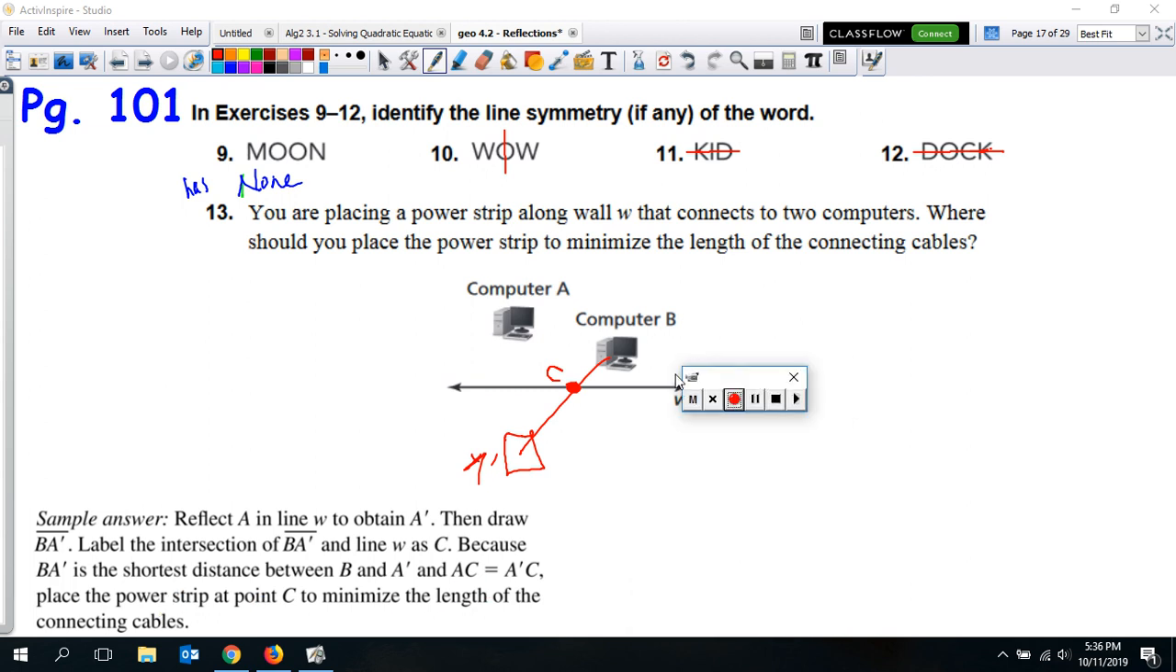All right, so that completes our lesson here on 4.2, and that was the reflections. So we did translations, and we just did reflections now. The next one we'll be doing will be the rotations. And I'll see you on that lesson.